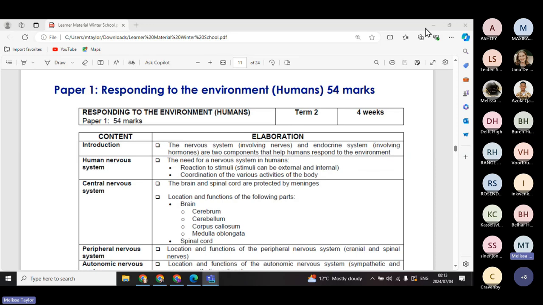Right, I wanted to just point out to you learners that this chapter on responding to the environment in humans, which includes the nervous system, the eye and the ear, is a total of 54 marks of paper one. So that means that it is more than a third of your paper. So human reproduction that we did the other day was almost a third, and this is just over a third. So these two chapters alone is more than half of your paper one exam. So very important that you know what is happening in these chapters.